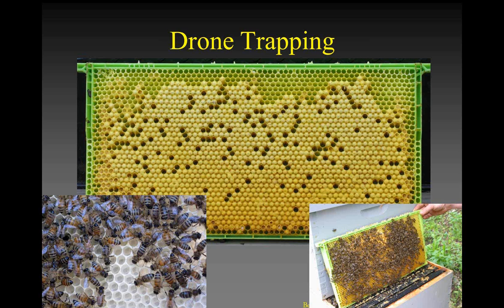Drone trapping. Now here's something that was researched up at Cornell years ago, Cornell University. Nick Calderon did some drone removal, and he published some results. Of course this was up in New York, but that study showed that in that part of the world, if you did 3 rotations of drone trapping, you reduce the mite population below the treatment threshold.